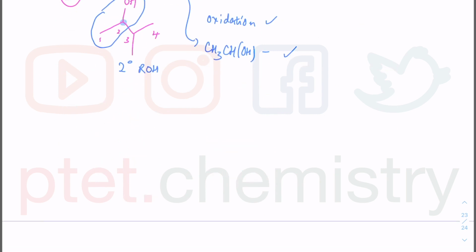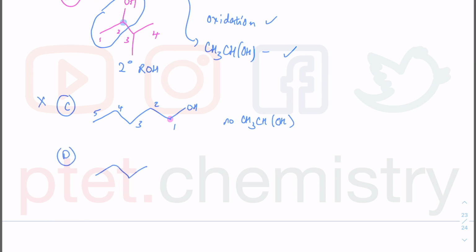Let me just very quickly show you why C and D cannot be the answer. Pentan-1-ol, so there is just 1, 2, 3, 4, 5. Yes, it's a primary alcohol. Primary alcohol, you can oxidize it, but there's no CH3CHOH, so no iodoform. Therefore, C cannot be the answer.